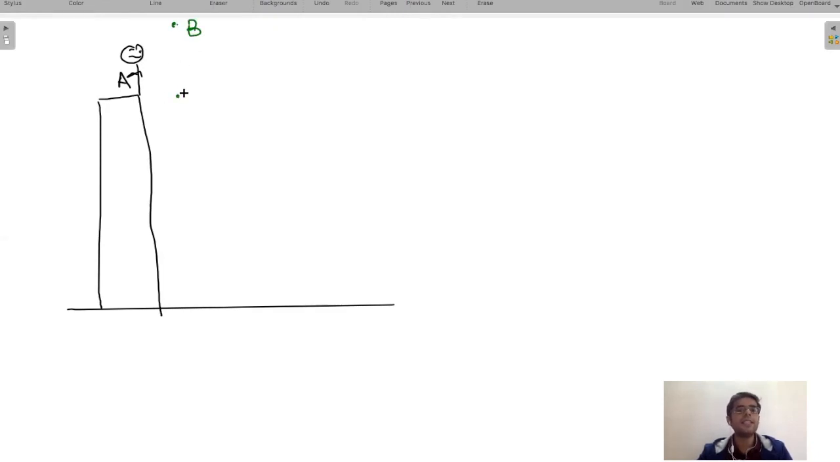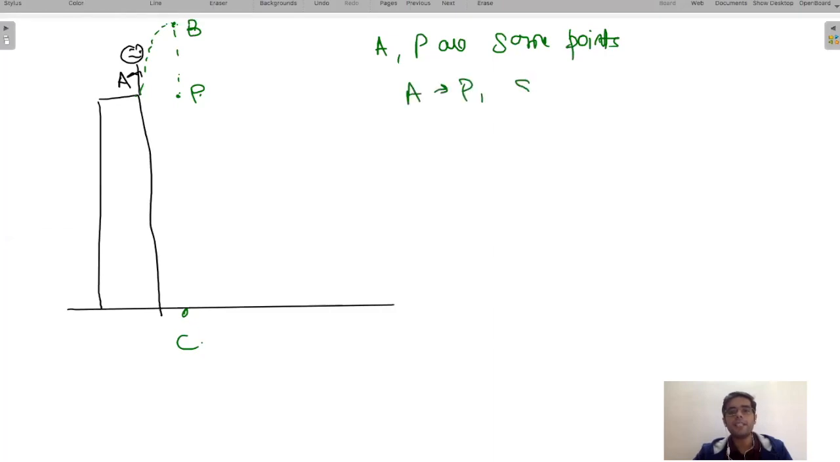and this, let's say, is an intermediate point, point P, and this is point C where it hits the ground. So the ball is going from A to B, coming back to P. So from A to P, where A and P are the same points, okay? From A to P, what is happening? Displacement along the y-axis is becoming 0.